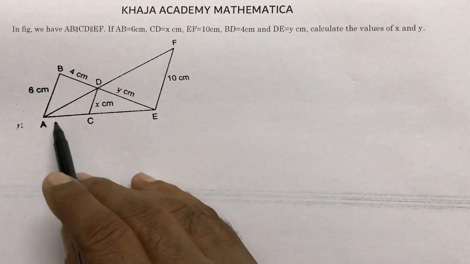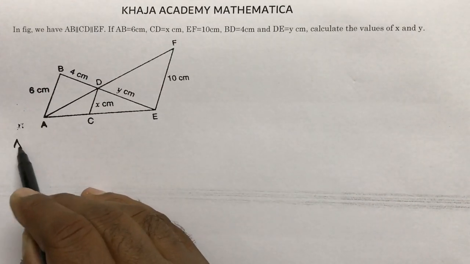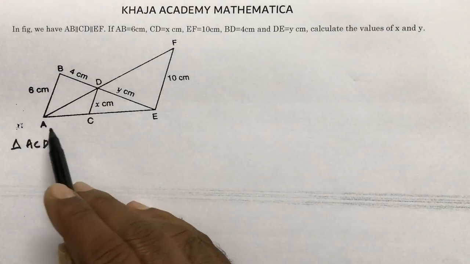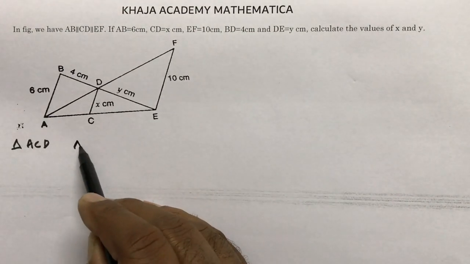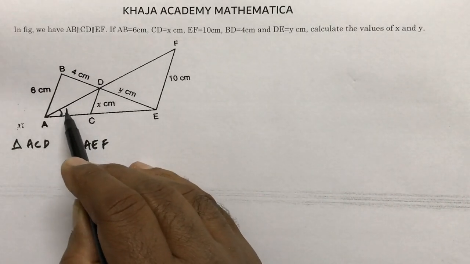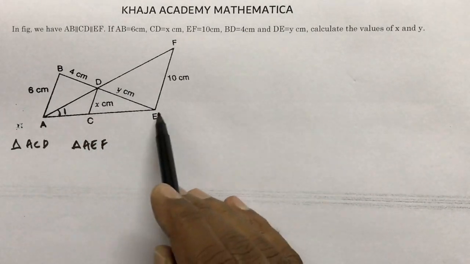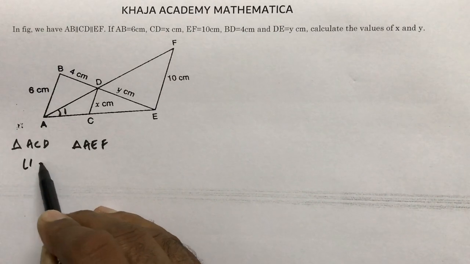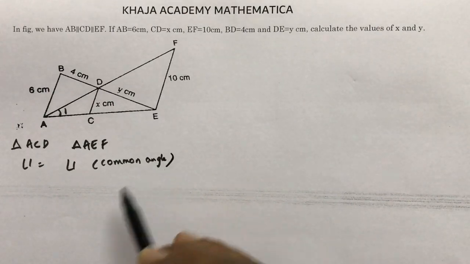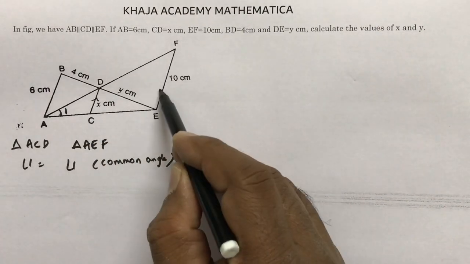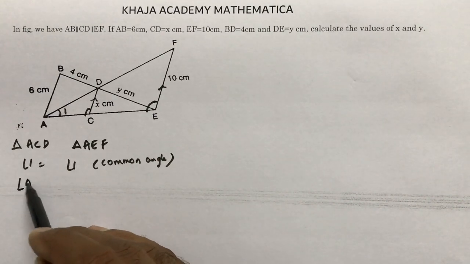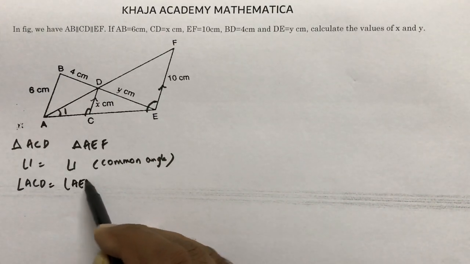Now here also, in the same way, first start from here: triangle ACD and triangle AEF. If you see these two triangles, this angle, angle 1, is nothing but angle CAD and angle EAF. So angle 1 equals angle 1, reason is common angle. Next, these two lines are parallel, this one is parallel to this. So angle ACD is equal to angle AEF.